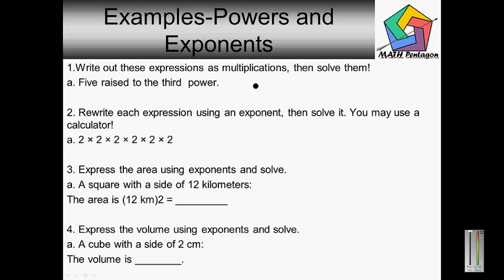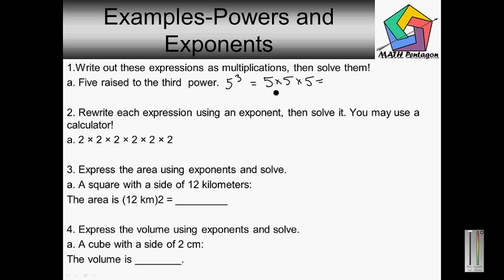Okay, let's do a few examples on powers and exponents, and the directions are telling us to write out these expressions as multiplications and then solve them. So we have 5 raised to the third power. That's how you write it, and that's basically like 3 fives. So 5 times 5 times 5, and we multiply.